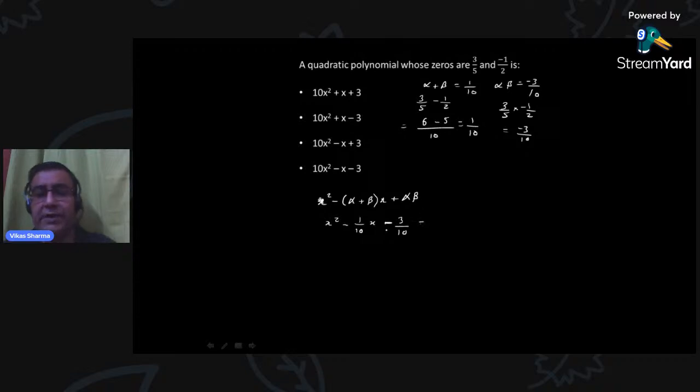We don't need to write the zeros. Now to get rid of the fractions, we can multiply the whole thing by 10, so we get 10x square minus x minus 3. That is the polynomial that we have. So which one is the correct option?